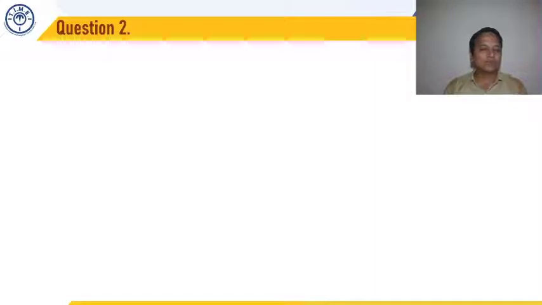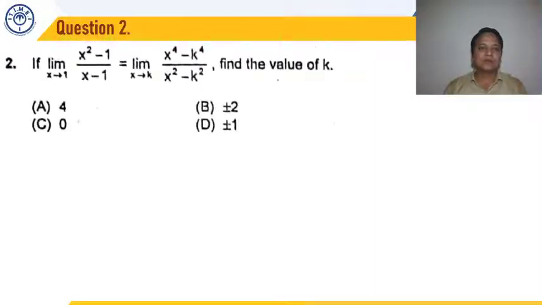Let's move to question 2 of the handout. It says, if the limit as x tends to 1 of (x square minus 1) upon (x minus 1) is equal to the limit as x tends to k of (x to the power 4 minus k to the power 4) upon (x square minus k square), we have to find the value of k.